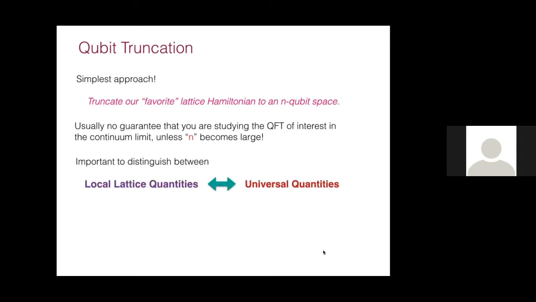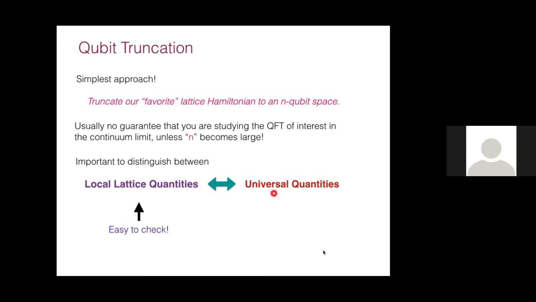Now, it's important to distinguish two types of quantities. One is the lattice quantities, where you match something in the traditional model with the qubit model and see whether those quantities match up or not. And this is exactly what most people try to do, because they are easy to do, right? So this is easy to check.